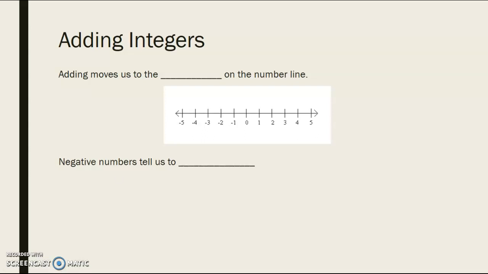So when we're adding, it moves us to the right on the number line, so the right is increasing in number. But when we come across a negative number, that tells us to go the opposite direction, or we can think of it as changing direction.